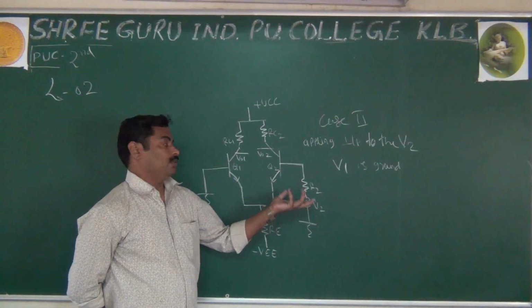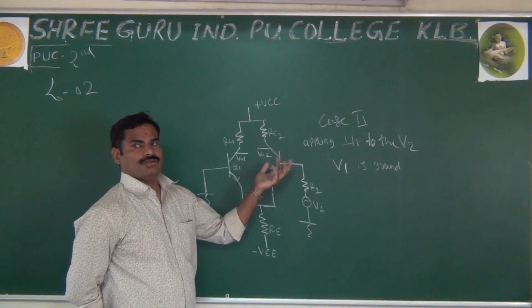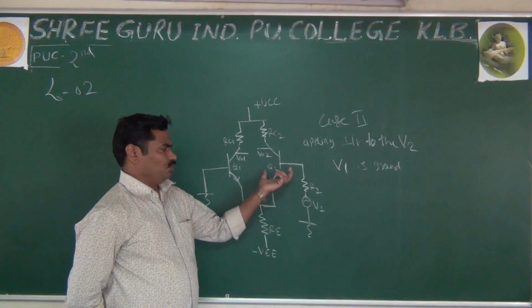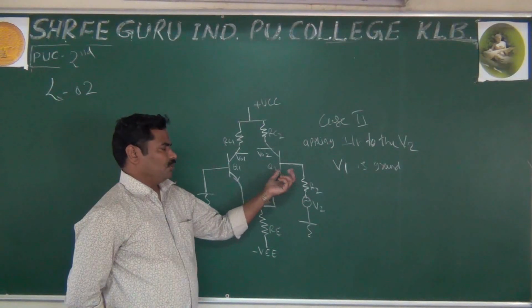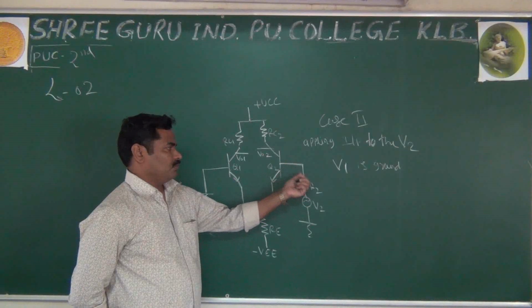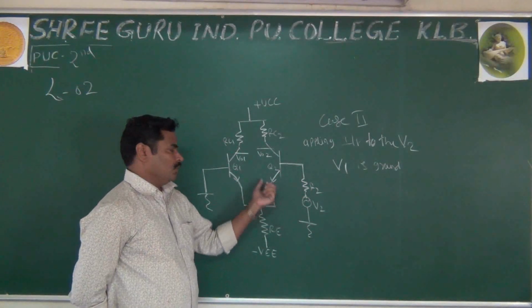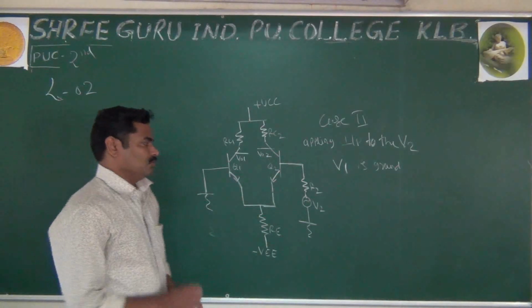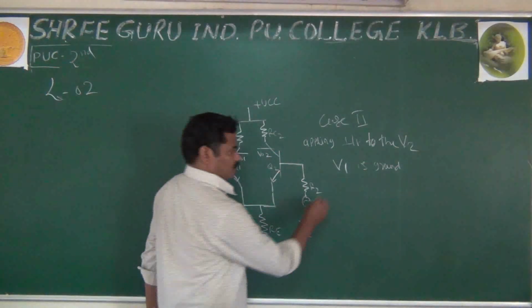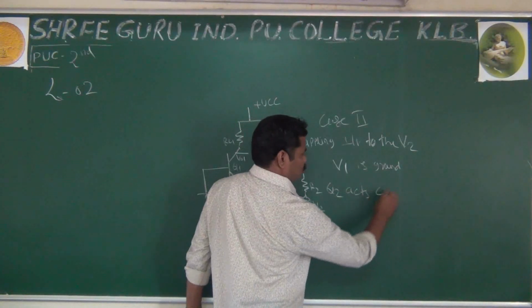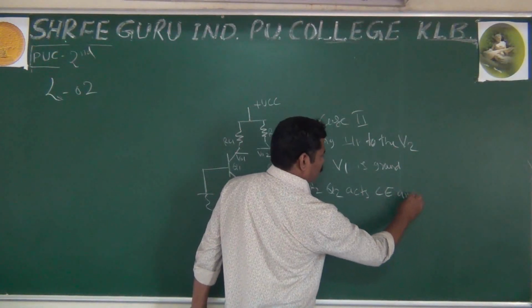Then what is the effect in the differential amplifier? Same thing. As I said, consider Q2. Because in Q2 you are applying the input to the base, and as I said, the emitter is common for input as well as output, your Q2 acts as a CE amplifier. Acts as a CE amplifier. Why does it act as a CE amplifier?